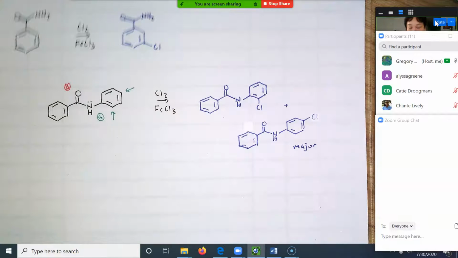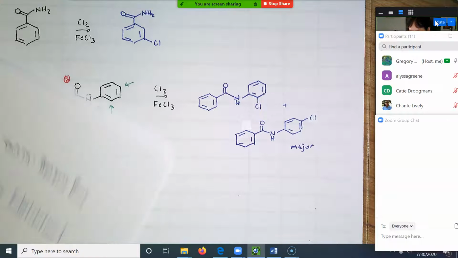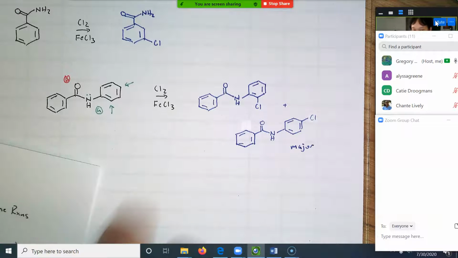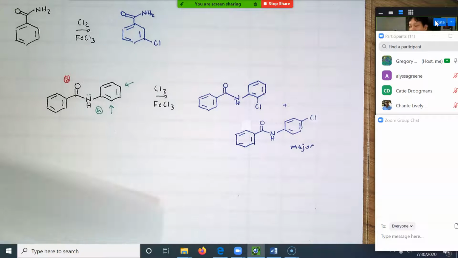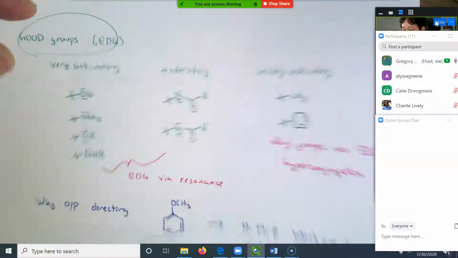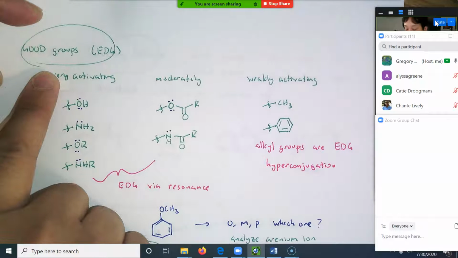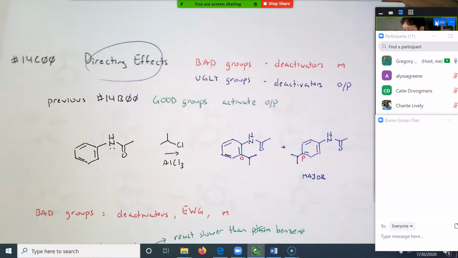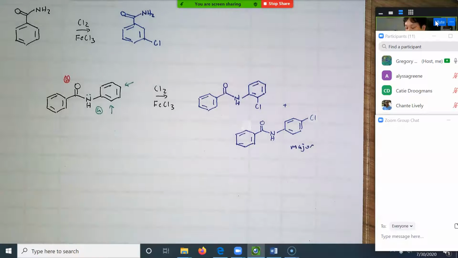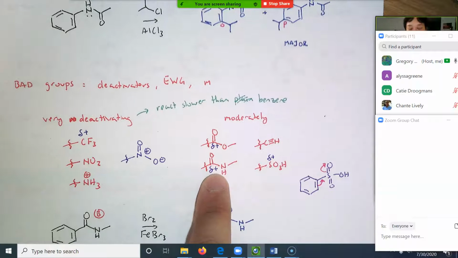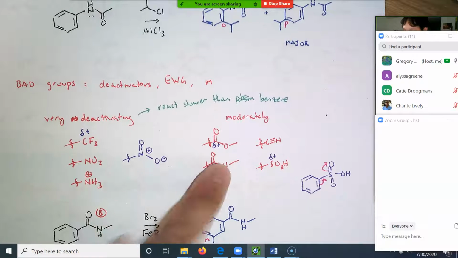This is difficult. Okay. I understand that the material is coming fast, but this is difficult probably because you have to get used to knowing what a good group is and what it does. It directs ortho/para. What is a bad group? The bad group we were looking at was this one here, the amide.